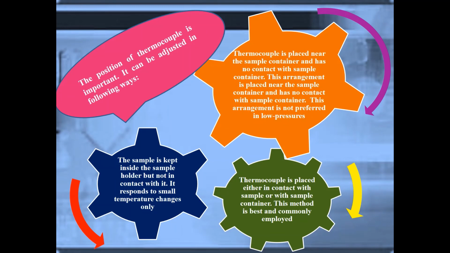The position of the thermocouple is important. It can be adjusted in the following ways. The thermocouple is placed near the sample container and has no contact with the sample container. It is not preferred in low pressures. The sample is kept inside the sample holder but not in contact with it. It responds to small temperature changes only. Thermocouple is placed either in contact with the sample or with the sample container. This method is best and commonly employed.